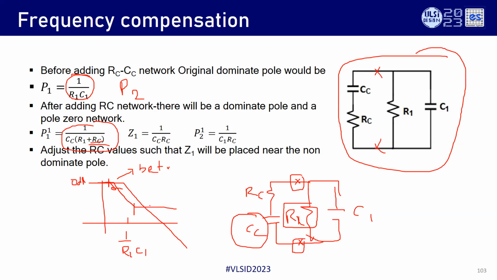We didn't plan properly. So there is a dominant pole which has been moved to low frequency, and there is a zero at 1 by RC CC, and there is a high frequency pole at 1 by C1 times RC. As I said, RC is very small, and C1 is the parasitic, so this will be much higher. The advantage is that the dominant pole has gone down and a zero is formed. We generally make sure this zero is close to the second pole of the original network, so these two will cancel, or it becomes a little messy.